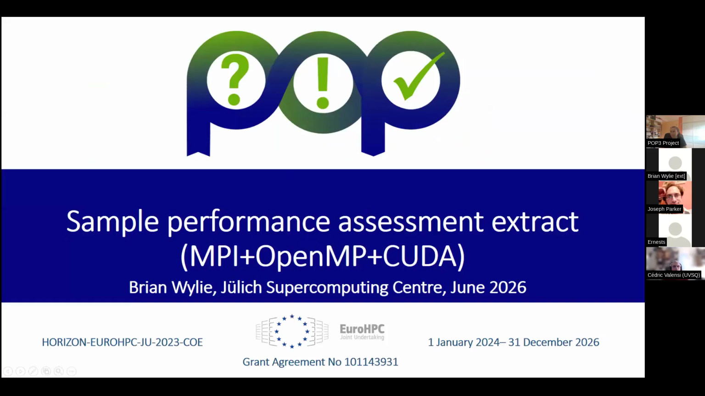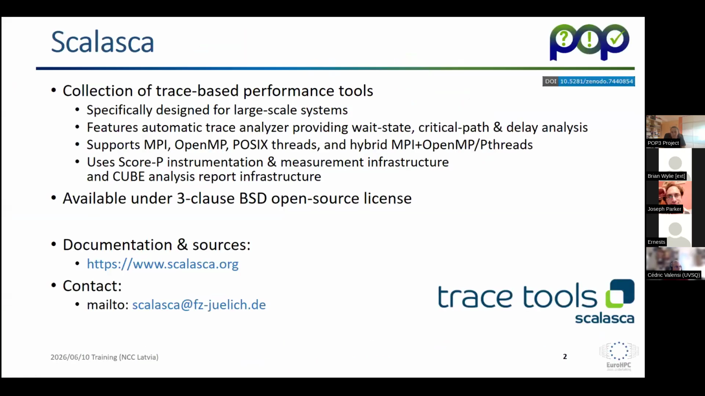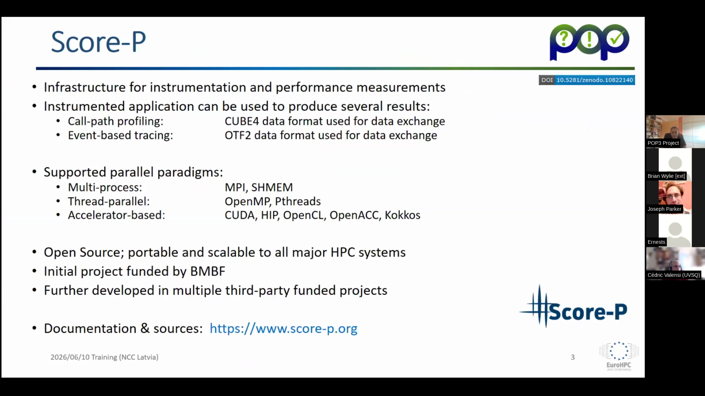Okay. So the example that I chose was one that's using MPI and OpenMP plus the combination with CUDA. The tools that we develop in Jülich are under the collection Scalasca. So Scalasca is our trace-based analyzer. It's open source. It supports MPI, OpenMP, and various threading models. You'll hear more about this tomorrow, so I won't elaborate in any detail here.